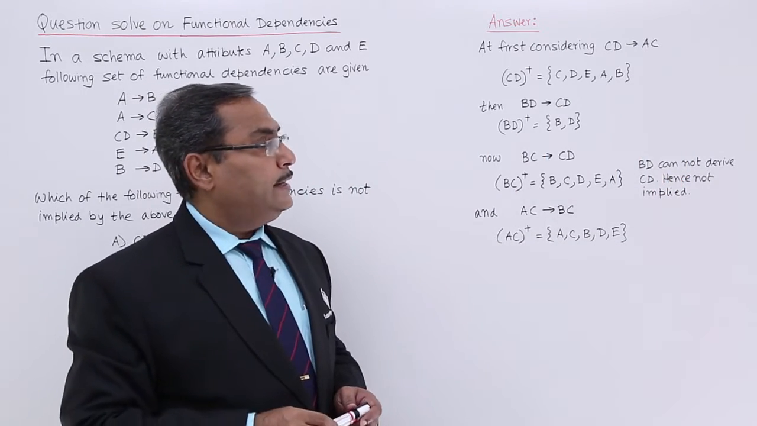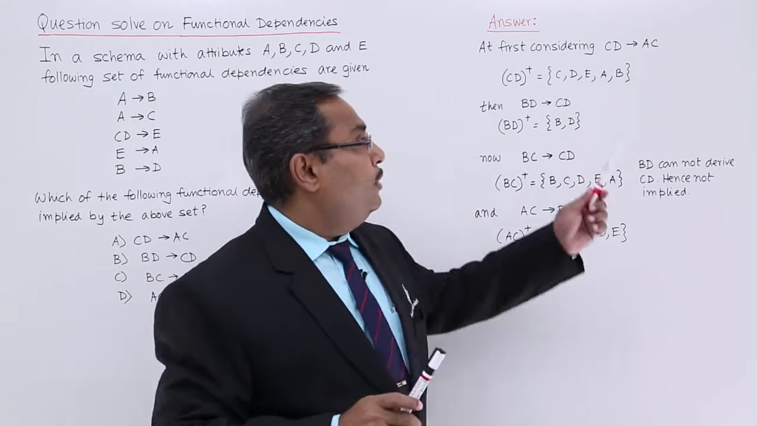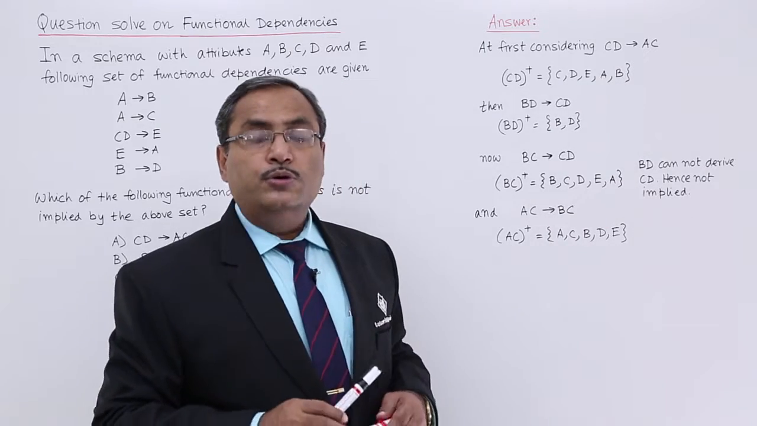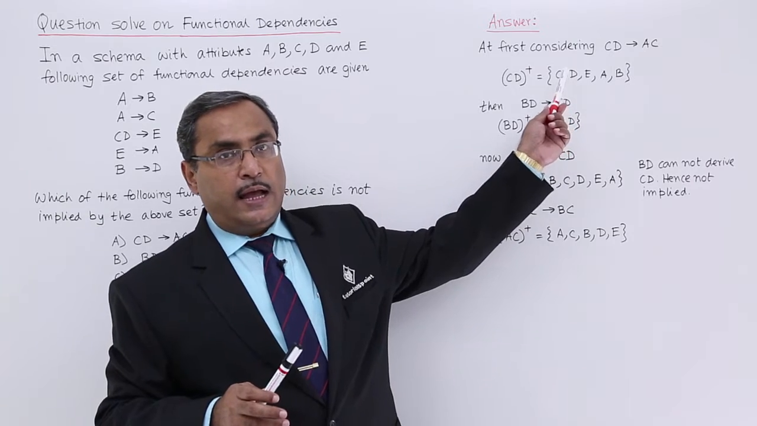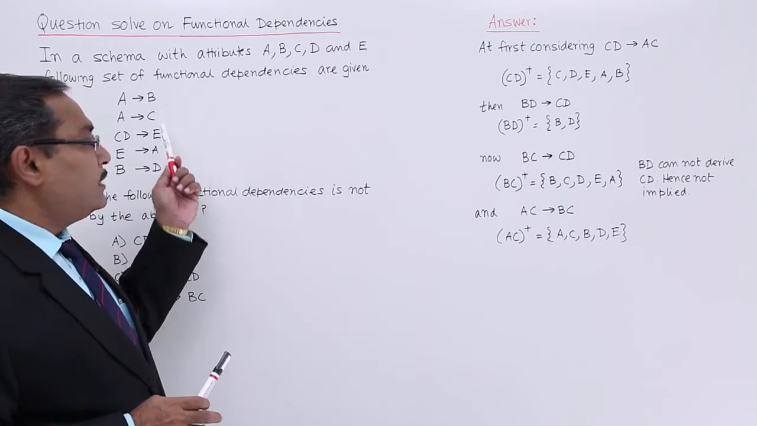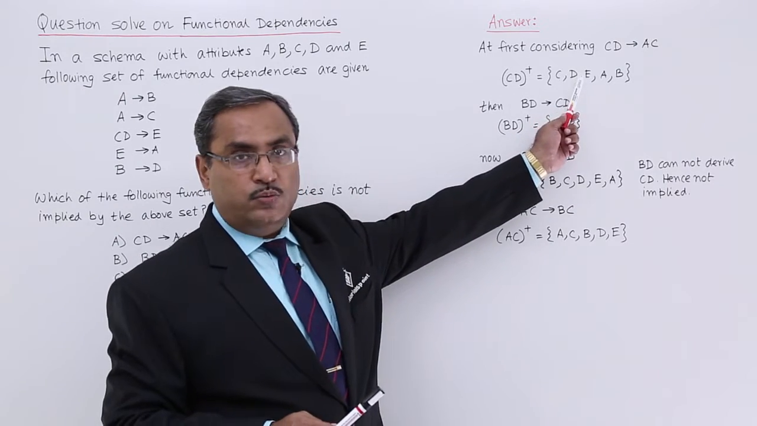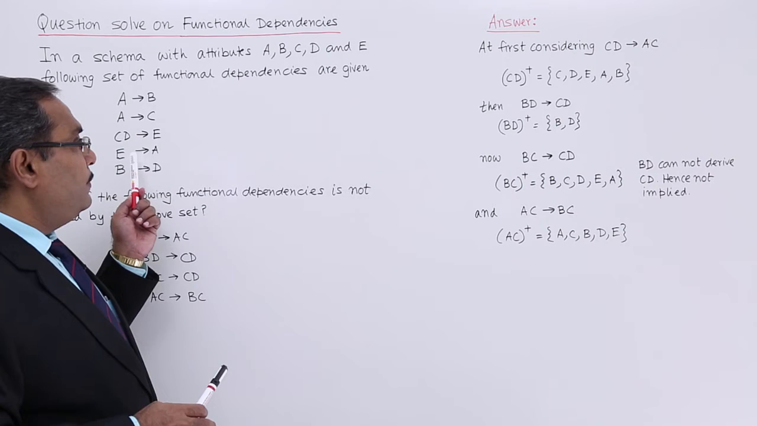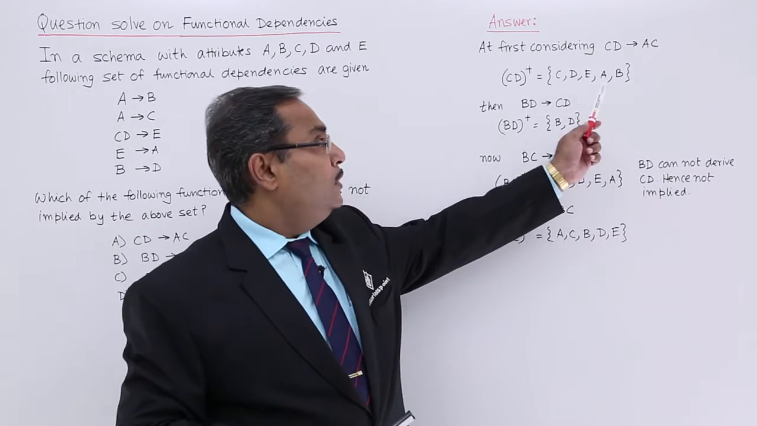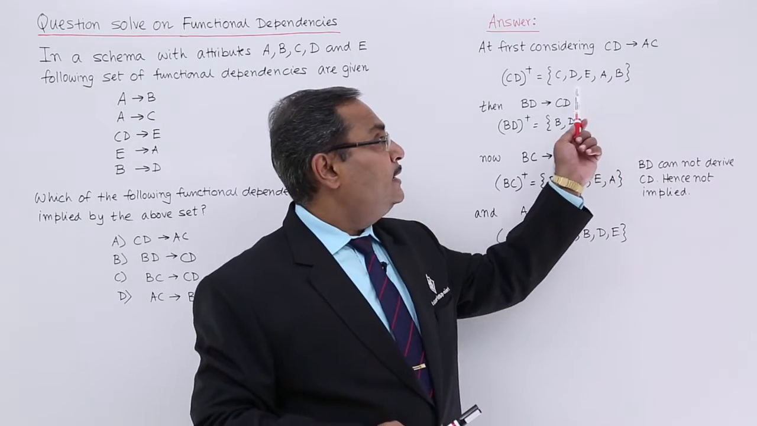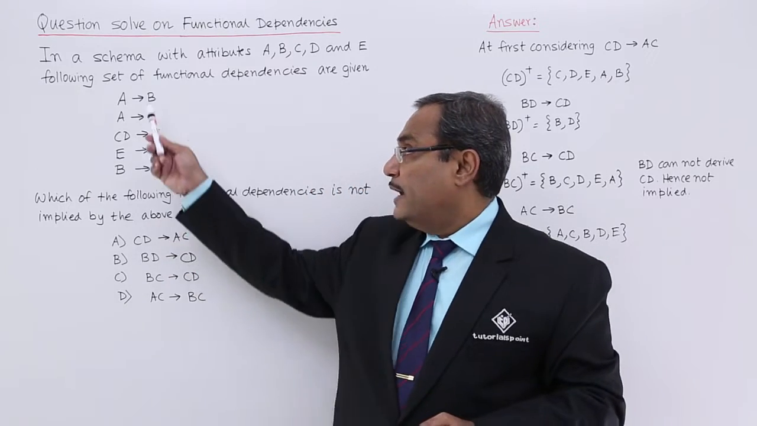So at first we are considering the first given, that is CD determines AC. Now we shall calculate the closure of CD. So C and D will be coming in the set, and now we shall be considering all the given functional dependencies. So CD determines E, so E will be coming as E was not there. Now E will bring A and A will bring B. So all the 5 attributes have come. So the right hand side, that is AC, is implied. So that's why this functional dependency is implied by them.